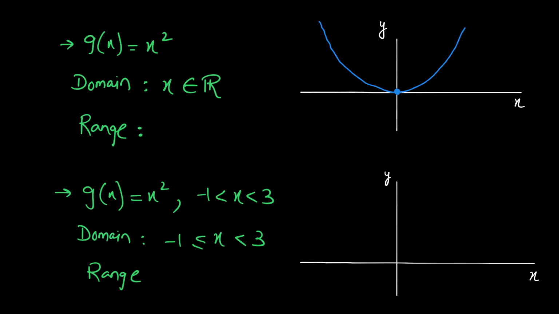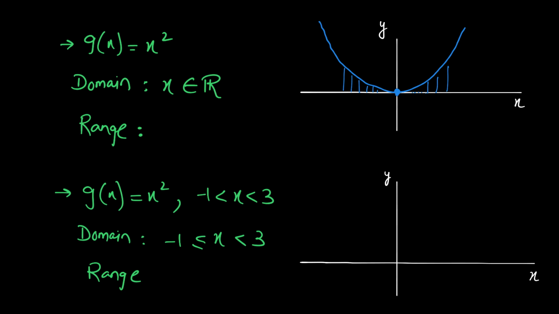The origin 0, 0 is a minimum point, meaning the minimum value of the function is 0, because as you increase the value of x, the function value is increasing. As you decrease the value of x less than 0, the function value is also increasing. So this curve has a minimum value at x equals 0, and the minimum value itself is 0.